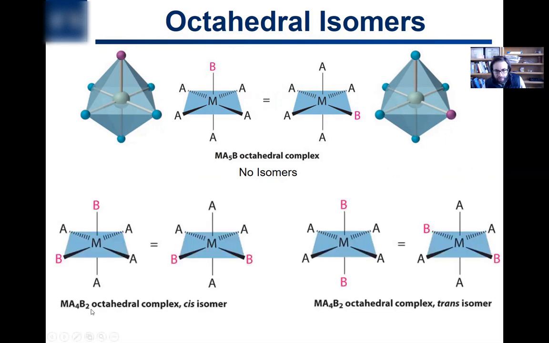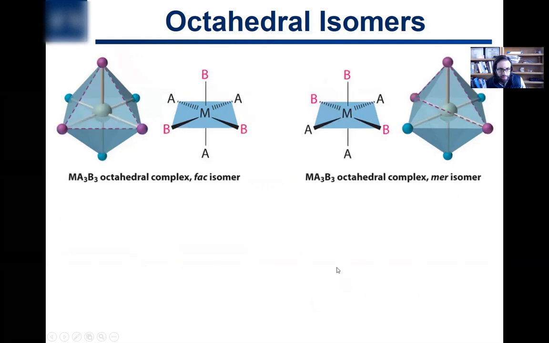However, if you go to an MA4B2 type of form, that means 4 ligands are one type and 2 of the ligands are another type, then you can have 2 different isomers. You can have a cis isomer and a trans isomer. And this is defined by how your B-type ligands, your 2 ligands that are identical, are related in space. So if they're cis to one another, you can draw it like this, or you can draw it like this. Those are equivalent. But if they're trans to one another, like here or like here, that's a new isomer. New isomer means different physical properties, different reactivities, etc. So 2 isomers for MA4B2, we call them cis and trans just by looking at where the B's are.